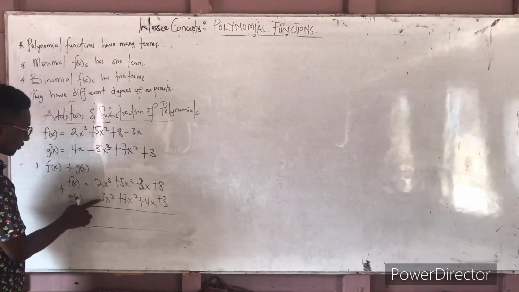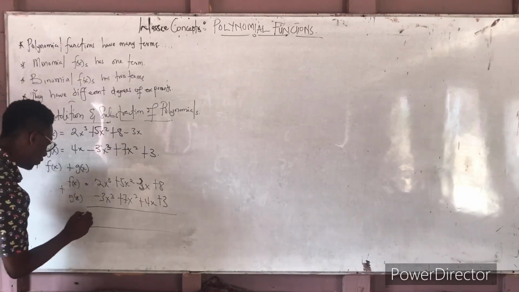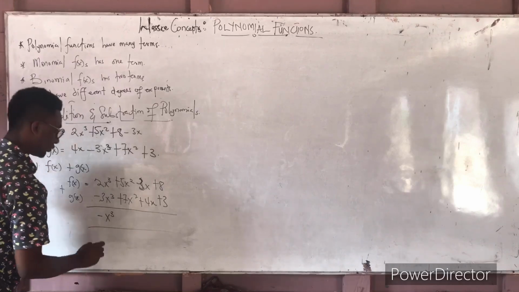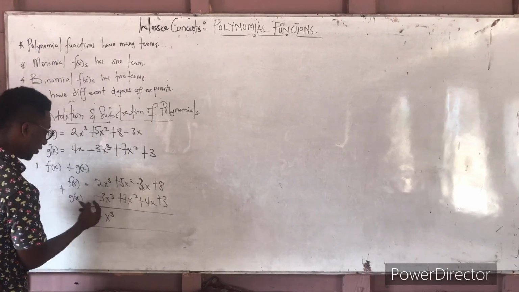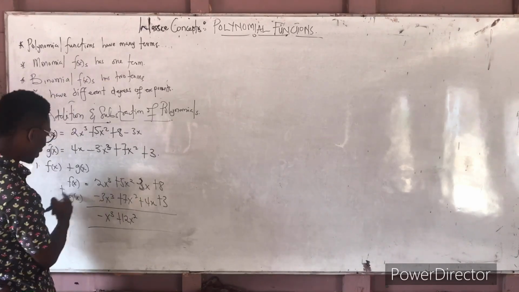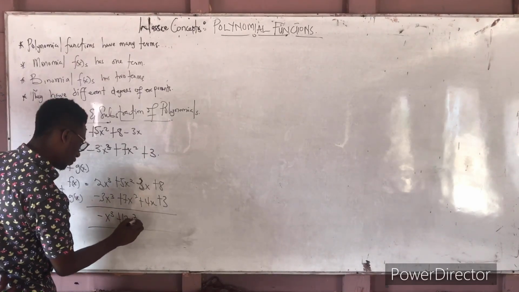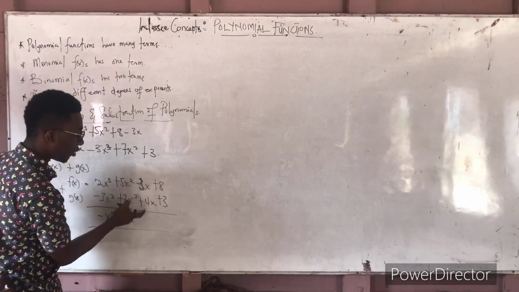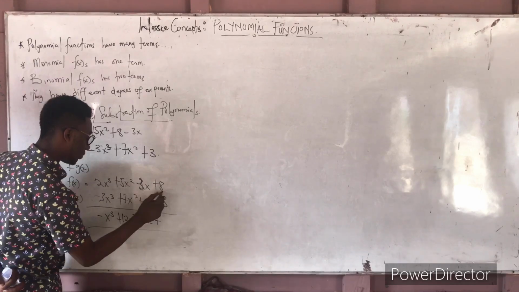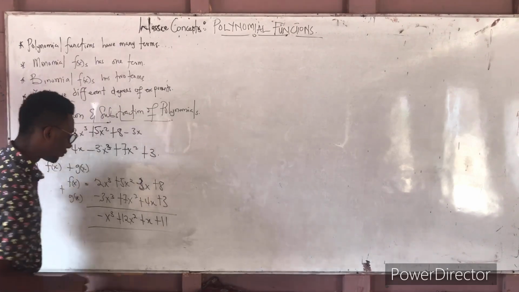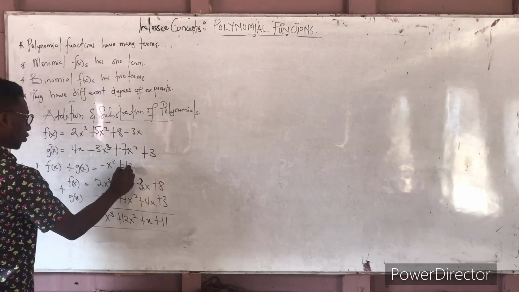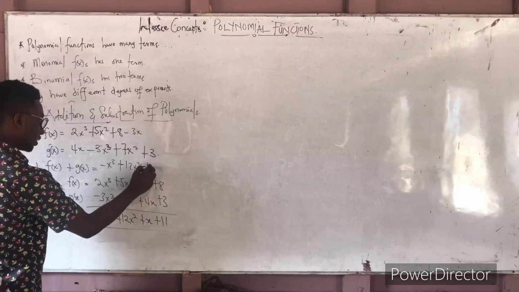So 2 plus minus 3x cubed will give you minus x cubed. Plus 5 plus 7x squared will give you plus 12x squared. Minus 3 plus 4 will give you plus x. When you group like terms, you only add or subtract the coefficients. And 8 plus 3 will give you plus 11. So the answer becomes minus x cubed plus 12x squared plus x plus 11.